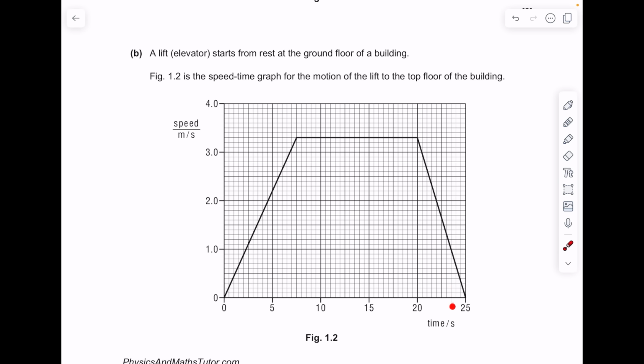And then here we would say that the lift is decelerating. It is slowing down because it has a negative gradient. So to reiterate, the area under a speed time graph tells you the distance. If you have a positive gradient, you've got acceleration. A negative gradient on a speed time graph represents deceleration, and then you've got a constant speed here.